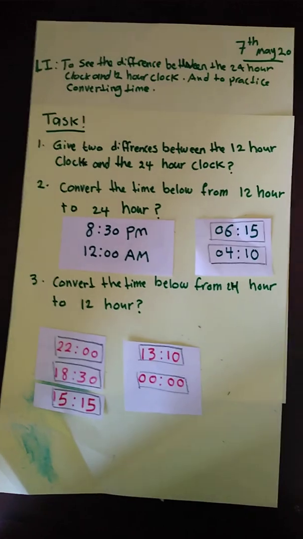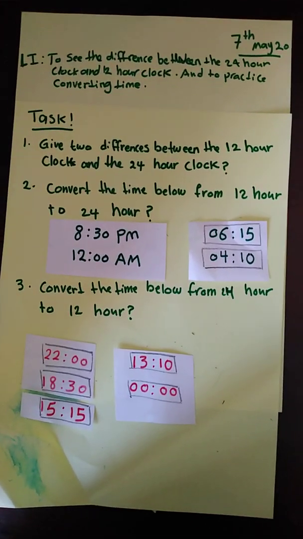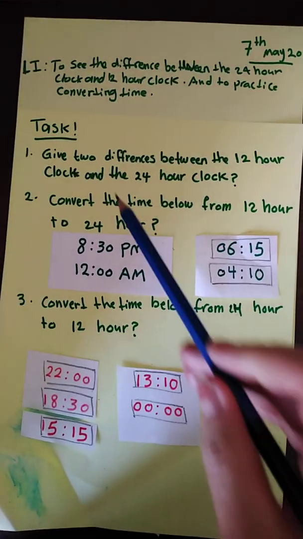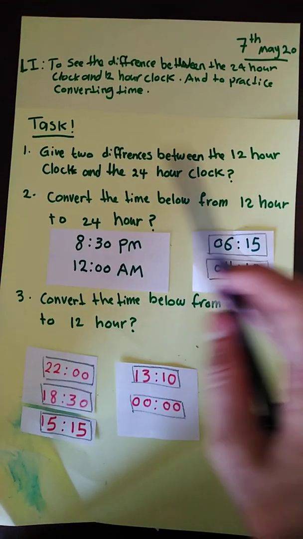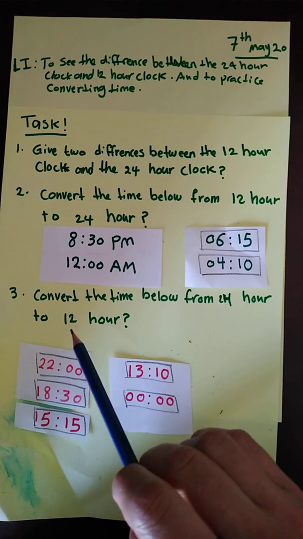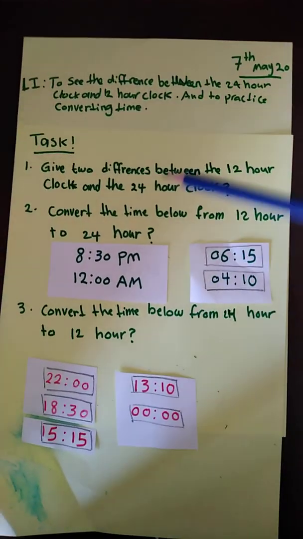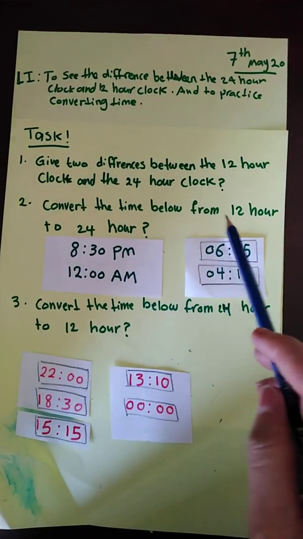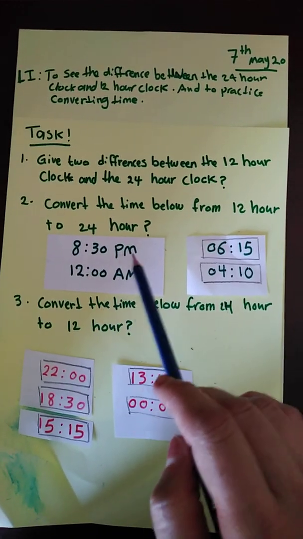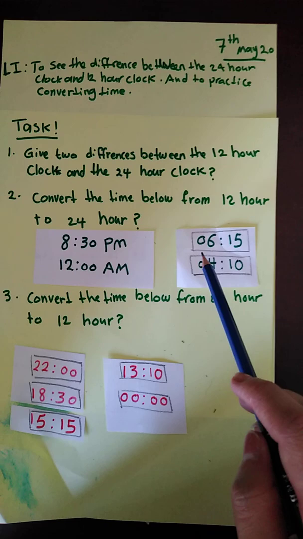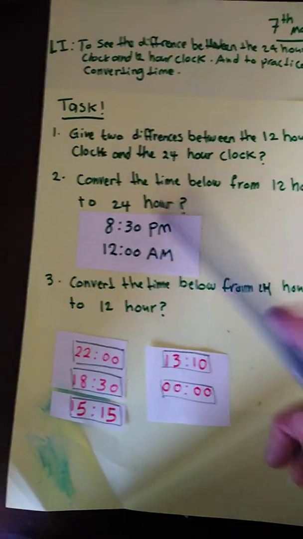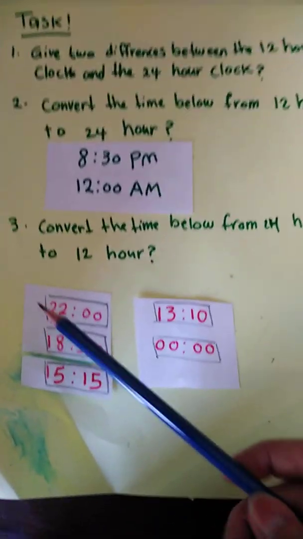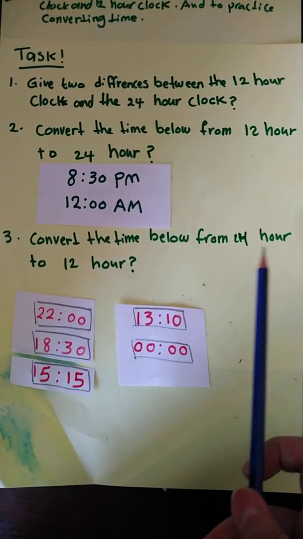Now, we will have our tasks. For the Amber group, you will need to do only the first task, please. Number 1, give 2 differences between the 12-hour clock and the 24-hour clock. For the other group, you need to do all of them. Number 2, convert the time below from 12-hour to 24-hour. 8:30 PM, 12 o'clock AM. So you will be converting these times from 12-hour to 24-hour. Number 3, convert the time below from 24-hour to 12-hour.